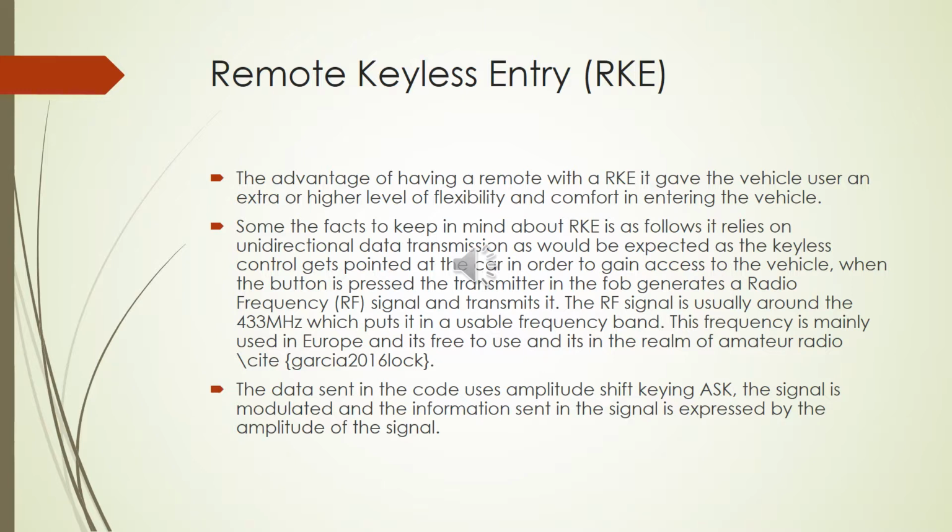When the button is pressed, the transmitter in the fob generates a radio frequency signal and transmits it. The radio frequency signal is usually around 433 MHz. This frequency is mainly used in Europe. It is free to use and is in the realm of amateur radio, or the ISM band.